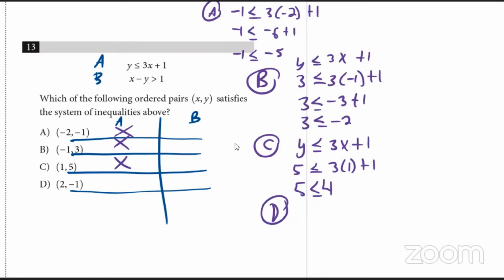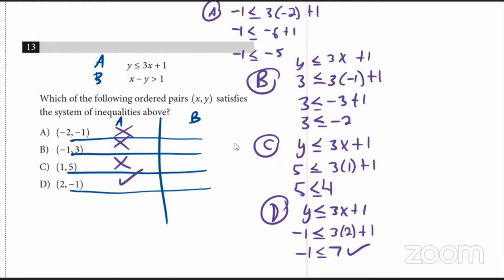So for answer choice D and inequality A, y less than or equal to 3x plus 1, and we'll plug in x is 2 when y is -1. So -1, 2, -1 less than or equal to 7. Is -1 less than or equal to 7? It is less than 7, so it works. So inequality A worked for choice D.